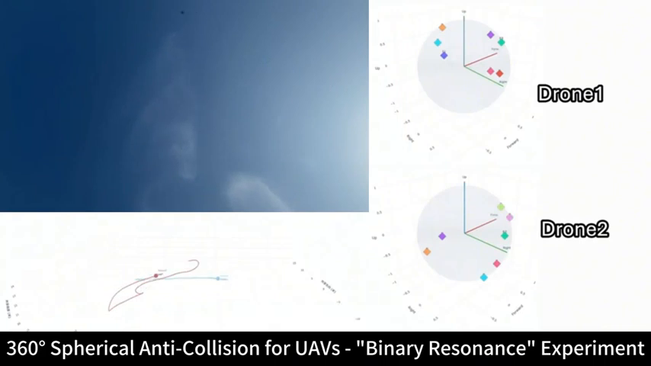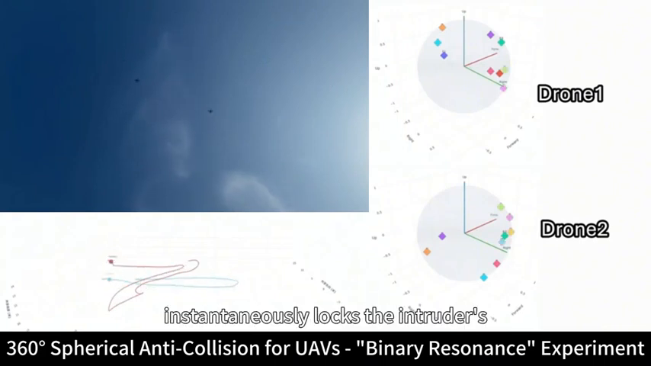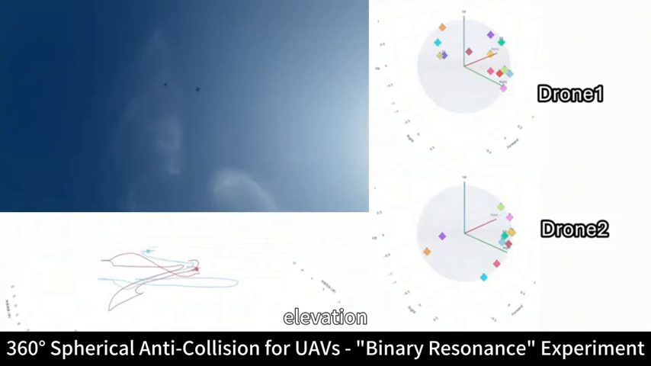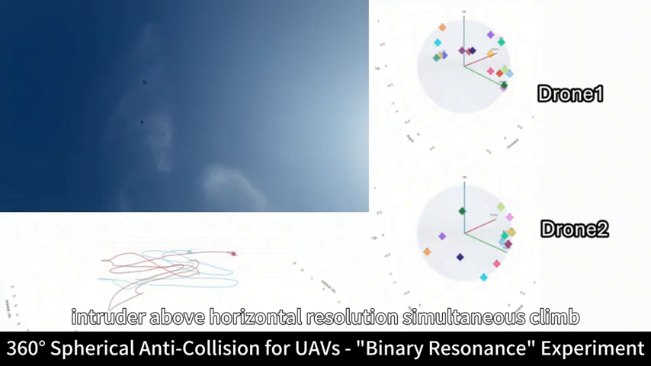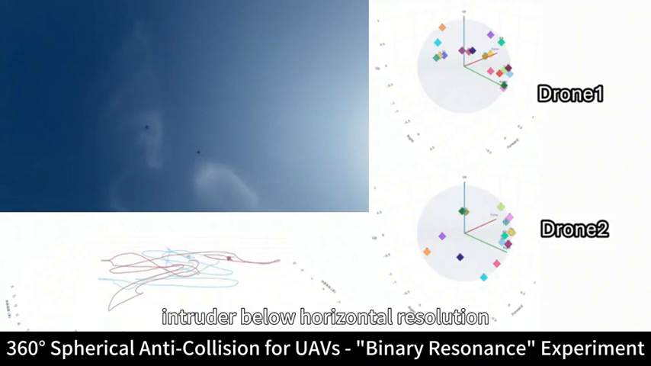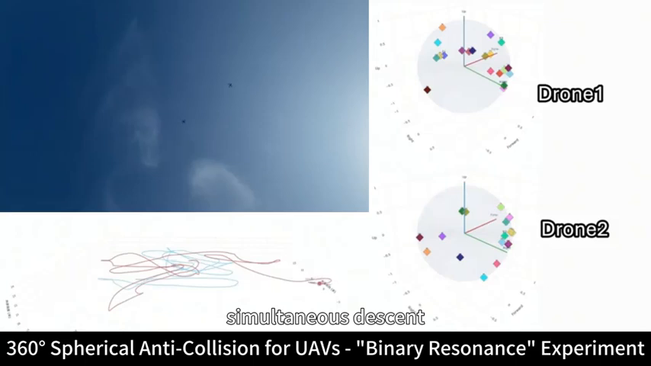Conflict detected. The onboard spherical sensor instantaneously locks the intruder's relative bearing, elevation, and altitude with millisecond-level precision. Intruder above: horizontal resolution, simultaneous climb. Intruder below: horizontal resolution, simultaneous descent.